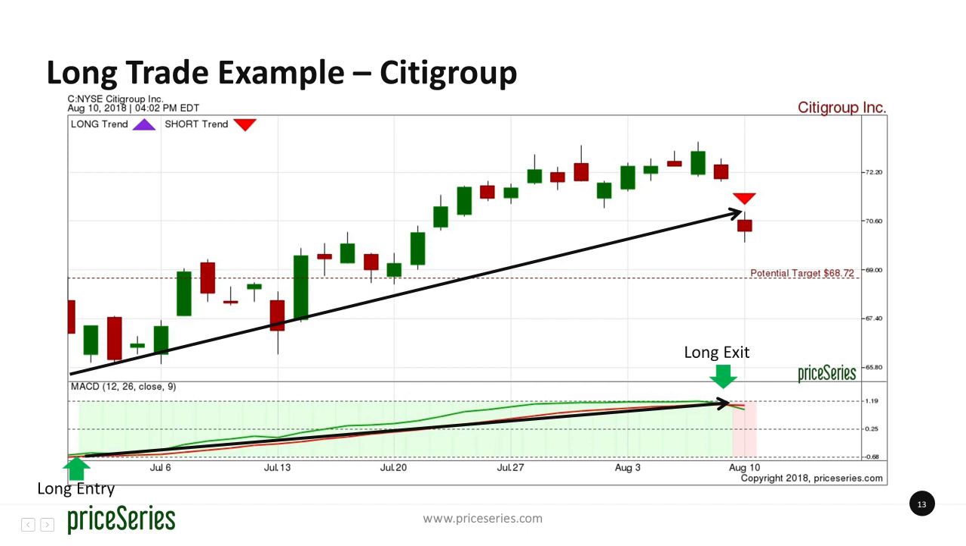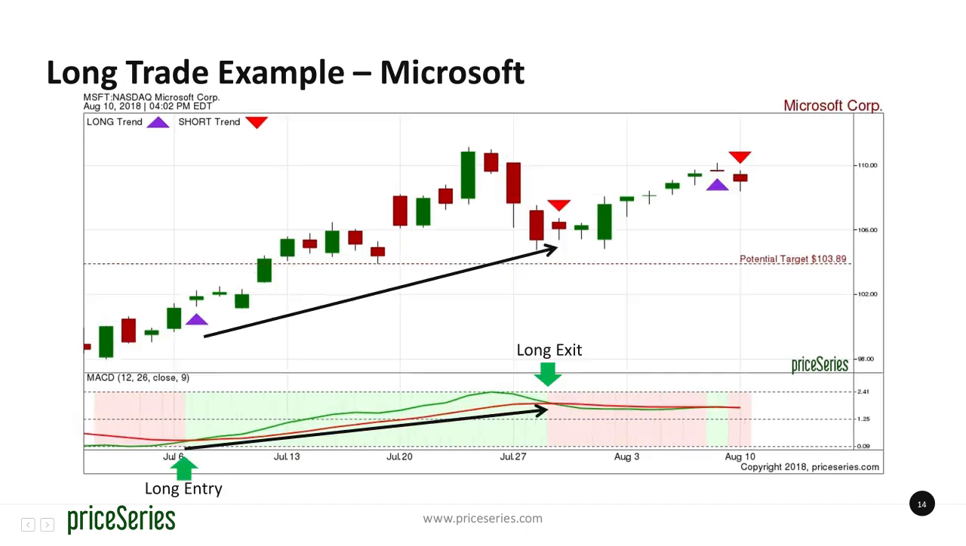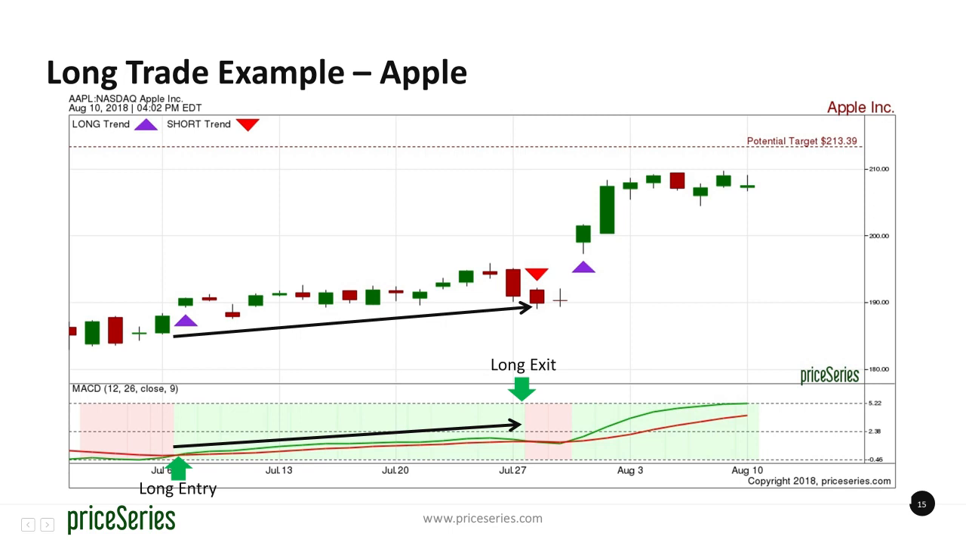Let's view the Citibank long trade example. Notice the long entry begins when the MACD indicator turns up from the bottom extreme. The exit happens when the MACD indicator turns down after it hits the top extreme. Let's now view few more examples of long trades from Microsoft, Apple, and JP Morgan Chase.